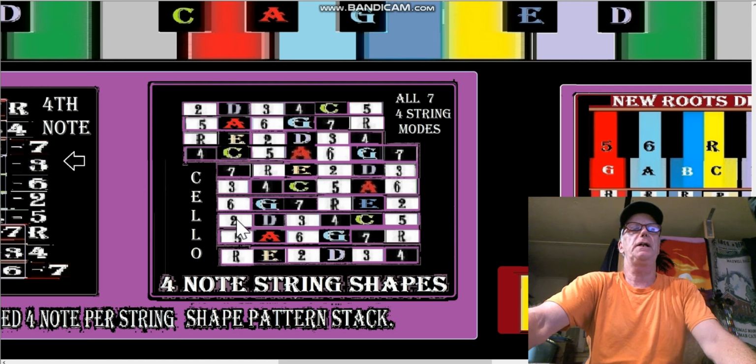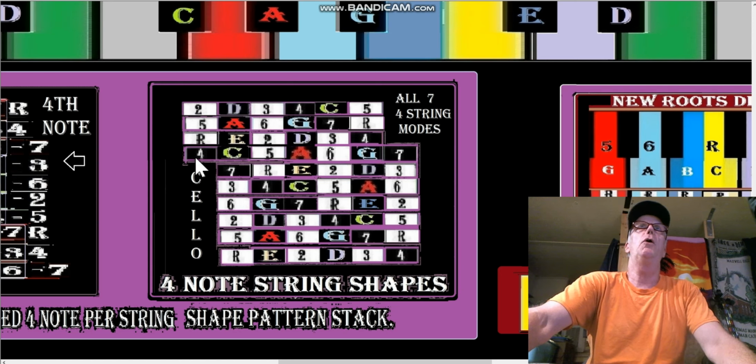Position 2 that I've defined is 2, 3, 4, 5, 6, 7, root 2, 3, 4, 5, 6, 7, root 2, 3. Position 3 would be 3, 4, 5, 6, 7, root 2, 3, 4, 5, 6, 7, root 2, 3, 4. Now look at position 3: 3, 4, 5, 6, 7, root 2, 3, and then we go over.